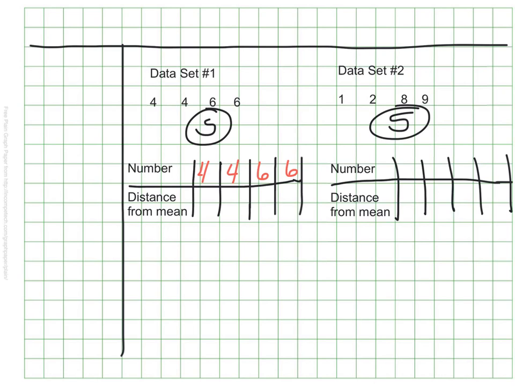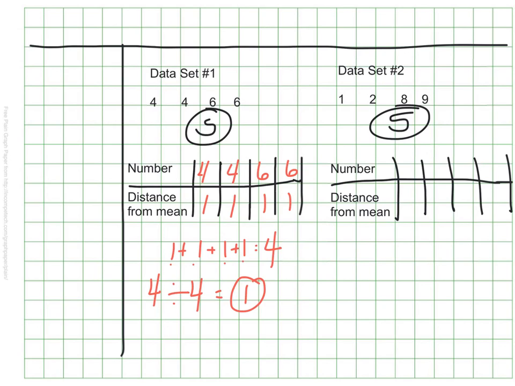Let's do the first set. 4 is 1 away from 5. This 4 is also 1 away from 5. 6 is 1 away from 5, and the other 6 is 1 number away from 5. The total distance of all of those numbers away from the mean is 4. When I want to find the mean distance, then, I'll take that 4 and I'll divide it by the number of numbers, 1, 2, 3, 4, just like we do with any mean. So I'll be dividing 4 by 4, and I get 1. The MAD, or the mean absolute distance away, is 1, right?